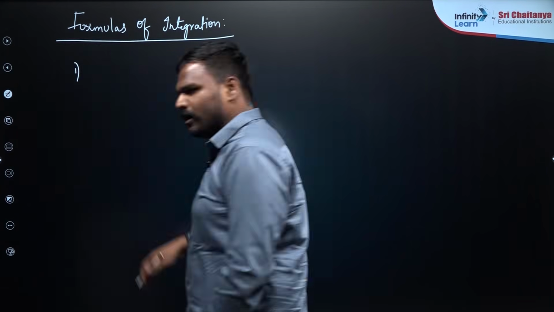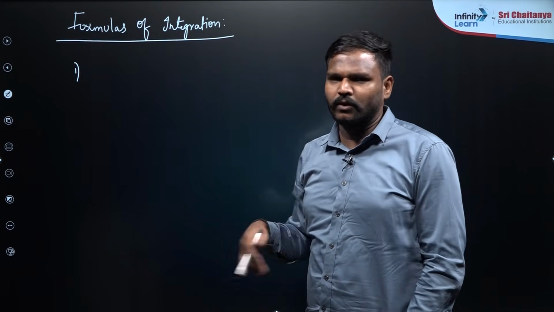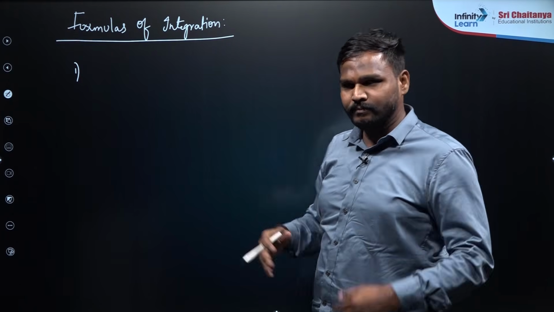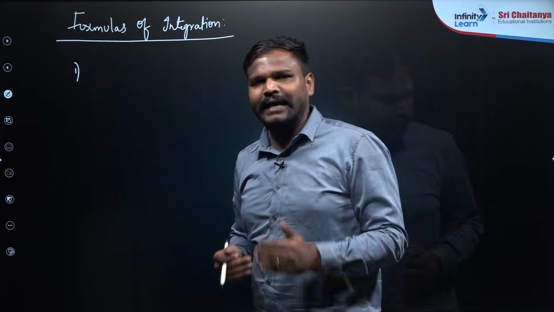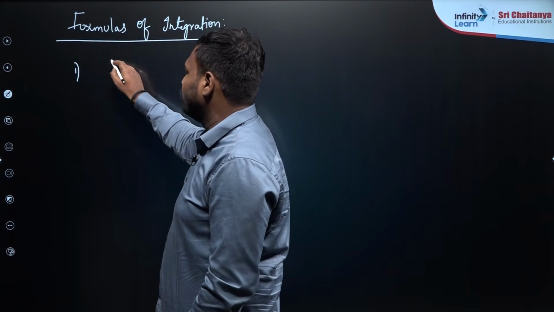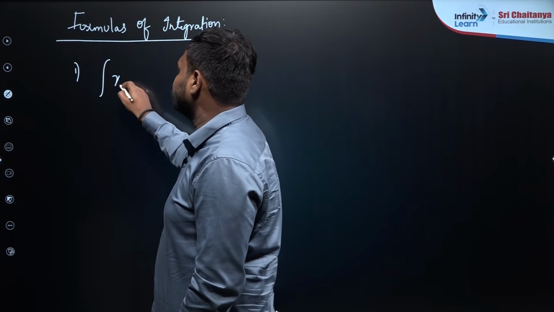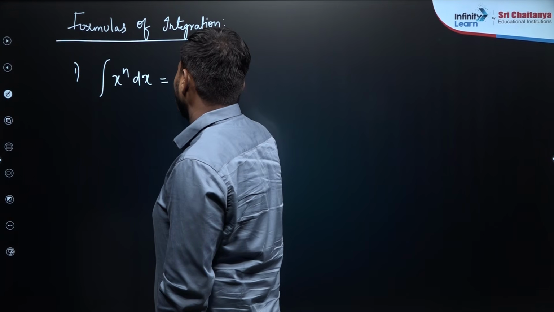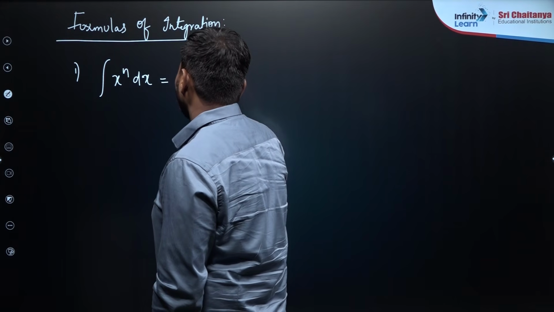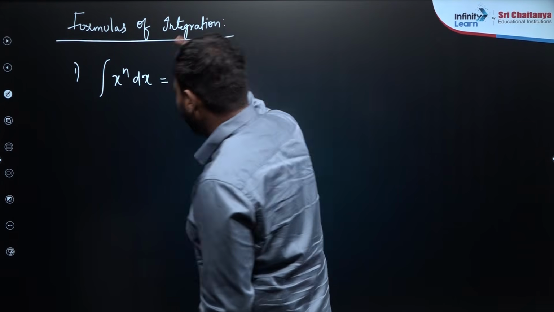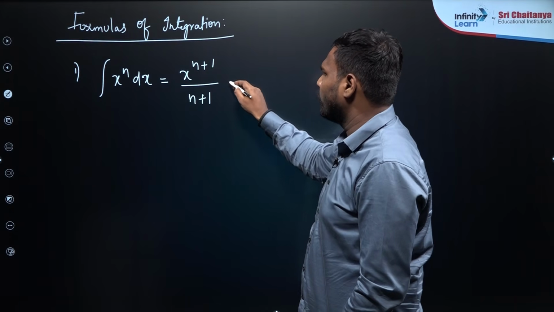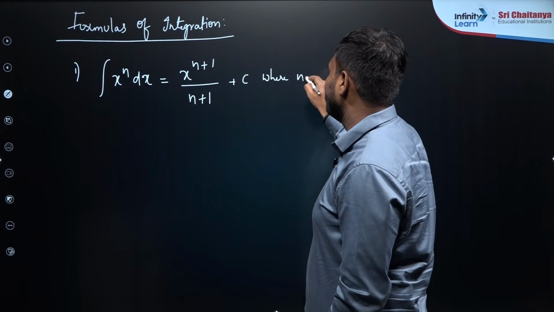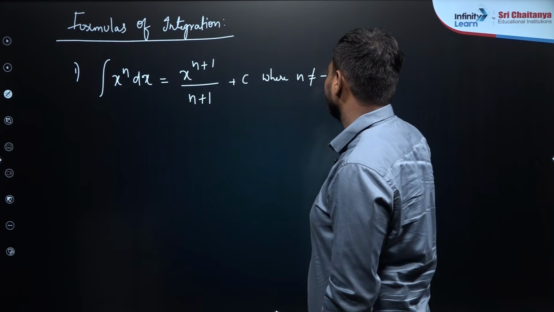In this slide, I'll write all the formulas, because I hope you understood how these have originated. In the next slide, let us learn with examples. So please start writing, sir. The integral of x power n dx is equal to x power n plus 1 by n plus 1. Add 1 to the power and divide by the new power, plus c, where n is not equal to minus 1.